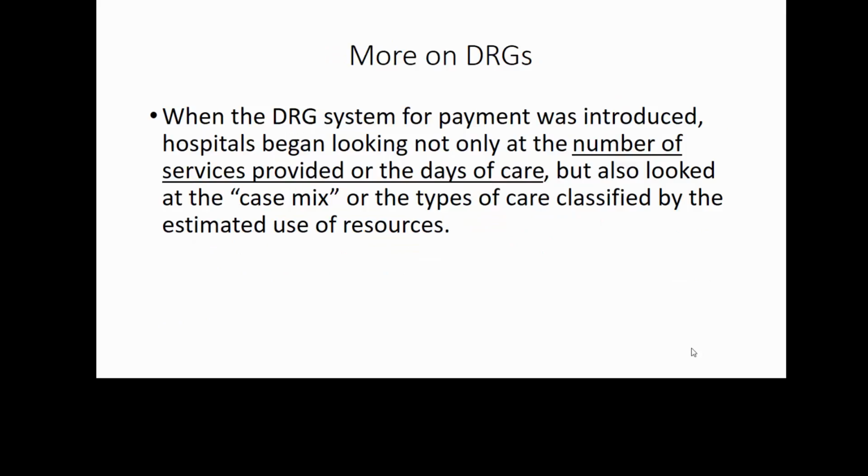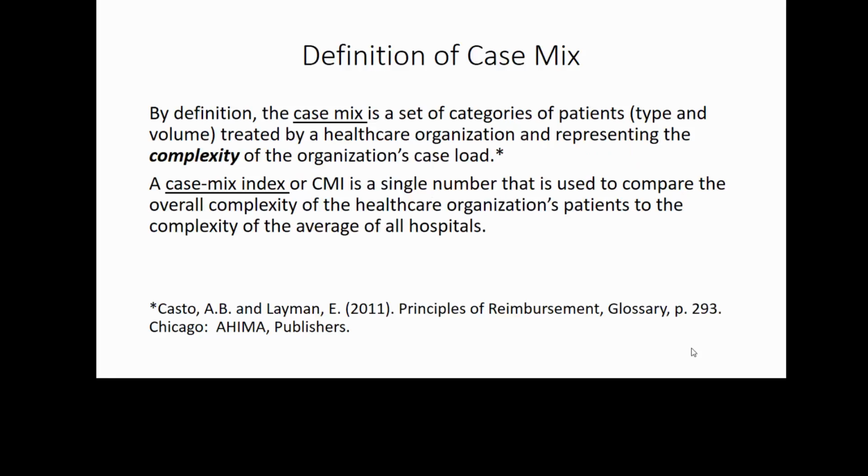More on DRGs. When the DRG system was introduced, hospitals began looking not only at the number of services provided or the days of care, but the case mix, or the type of care. And that was going to be classified based upon how many of the hospital's resources were used to care for that patient. So by definition, a case mix is a set of categories of patients, both type and volume, that's treated by an organization and represents the complexity of the organization's caseload.